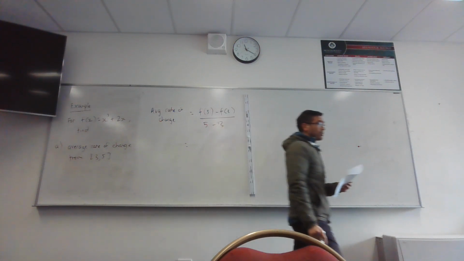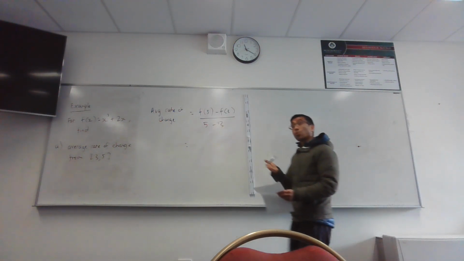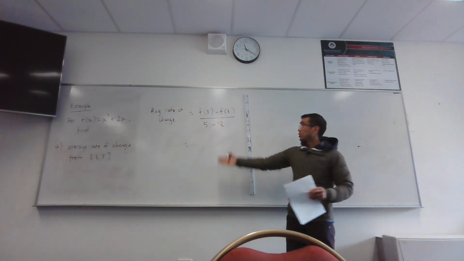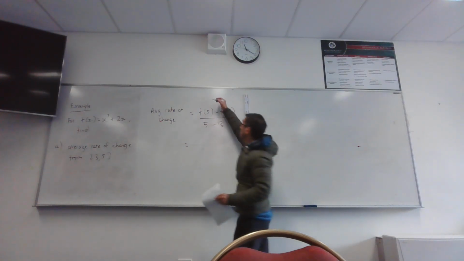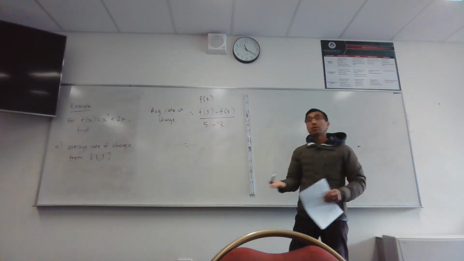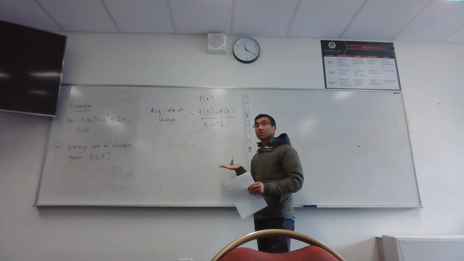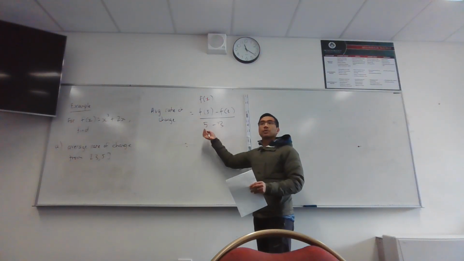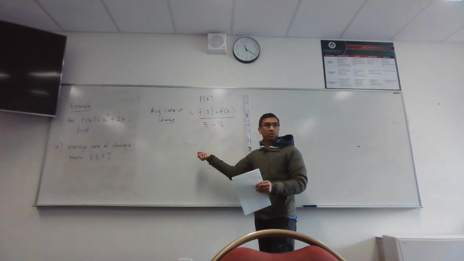Is everyone okay with what I've just written? Remember, our y values are on top, but the way we can use our y values is we use the function of x. Remember, these are functions of x. That's y. On the bottom is our change in x values. We're going from 5 to 3, or 3 to 5, but it's the change, so it's a subtraction.